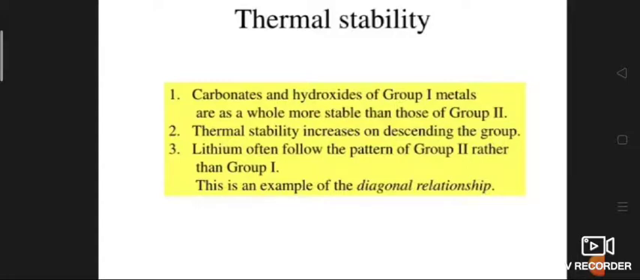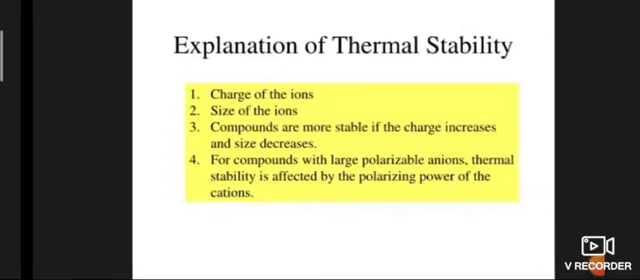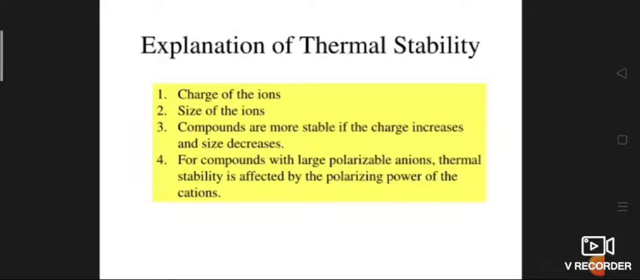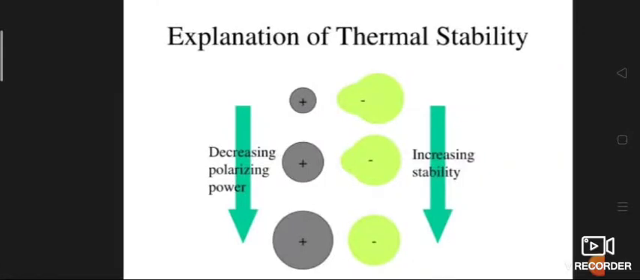Lithium often follows the pattern of group 2 rather than group 1. Magnesium and lithium are diagonal in the periodic table, so lithium and magnesium resemble each other in character. When you look at thermal stability, the charge and size of the ion matter, and compounds are more stable with less polarization. Decreasing polarizing power means increasing stability.